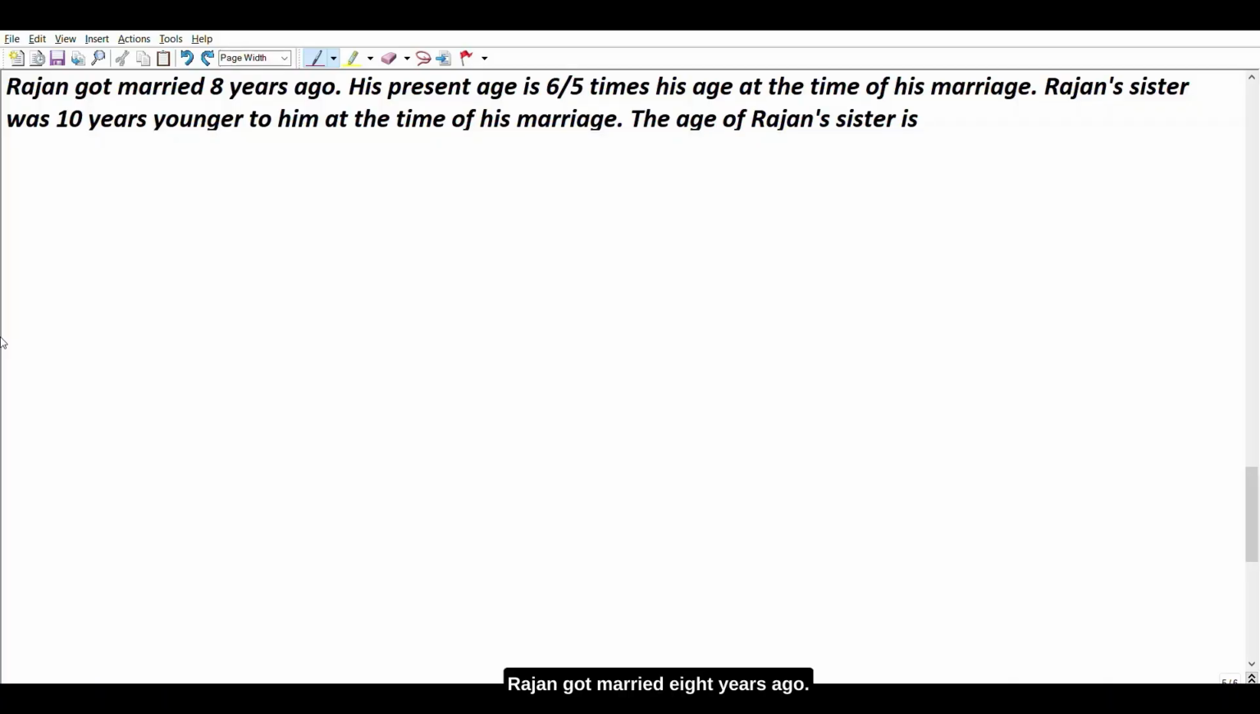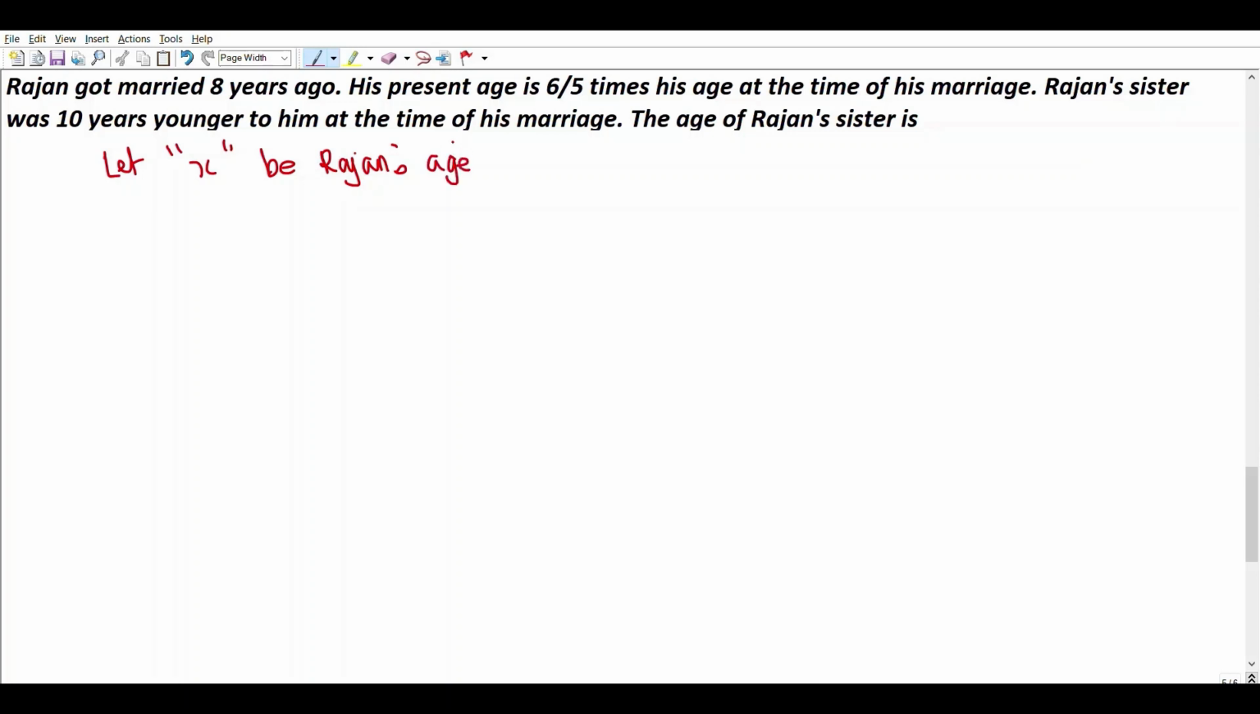Rajan got married 8 years ago. His present age is 6 by 5 times his age at the time of his marriage. Rajan's sister was 10 years younger to him at the time of his marriage. The age of Rajan's sister is. So from the question, we will get that let x be Rajan's age. So this is present age of Rajan. It has been given that his present age is 6 by 5 times the age at his marriage.